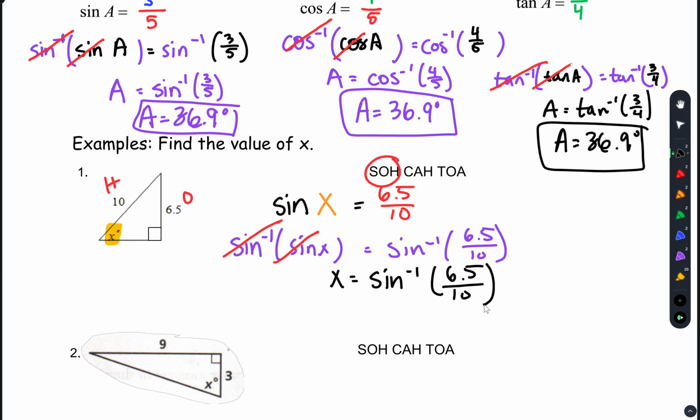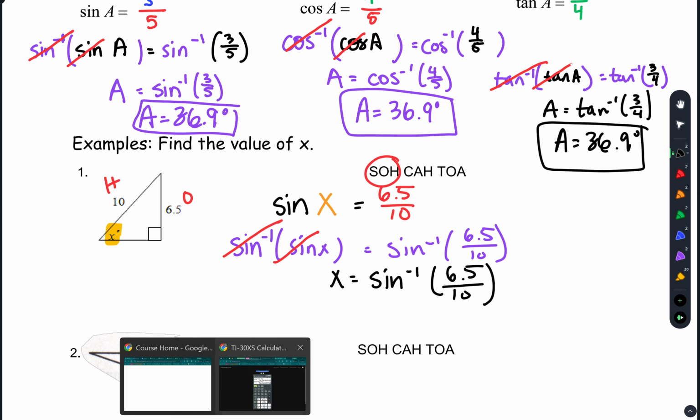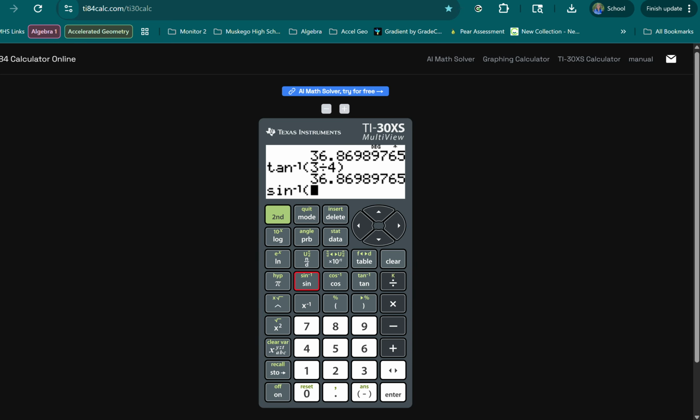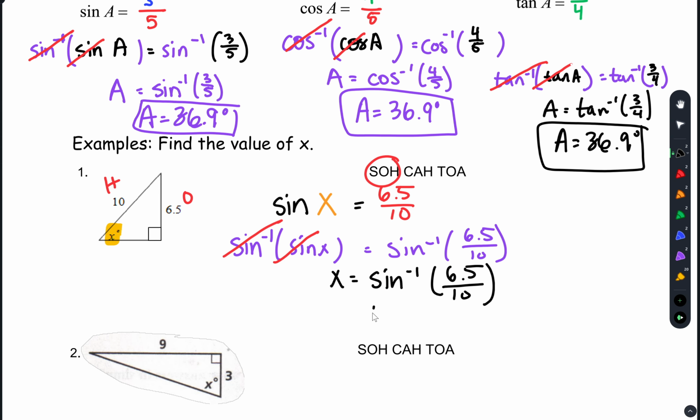So I need to see the initial setup, and then I need to see the final step where you solved for x. Then you can just plug it in your calculator, sine inverse of 6.5 divided by 10, 40.5. And our answer should always be in degrees because we are always looking for an angle measure. Any questions on that?